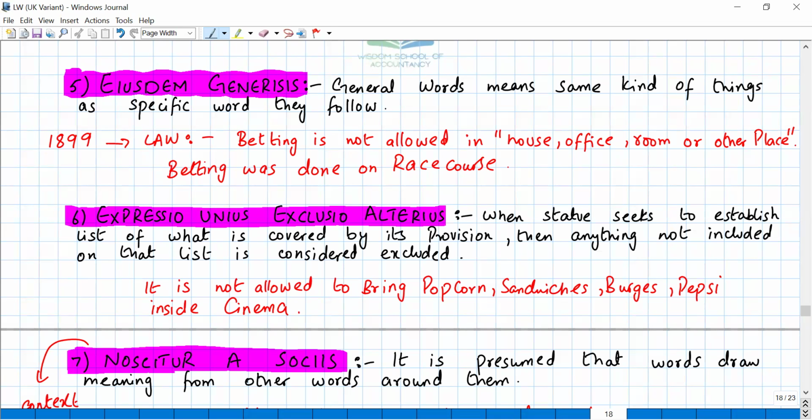Because according to the Euston Genesis, the other place meant the indoor places only. So overall betting is not prohibited. Yes, the law stated that betting is just not state allowed. The loophole in the law was used by that person, and that person, despite doing betting, was saved.